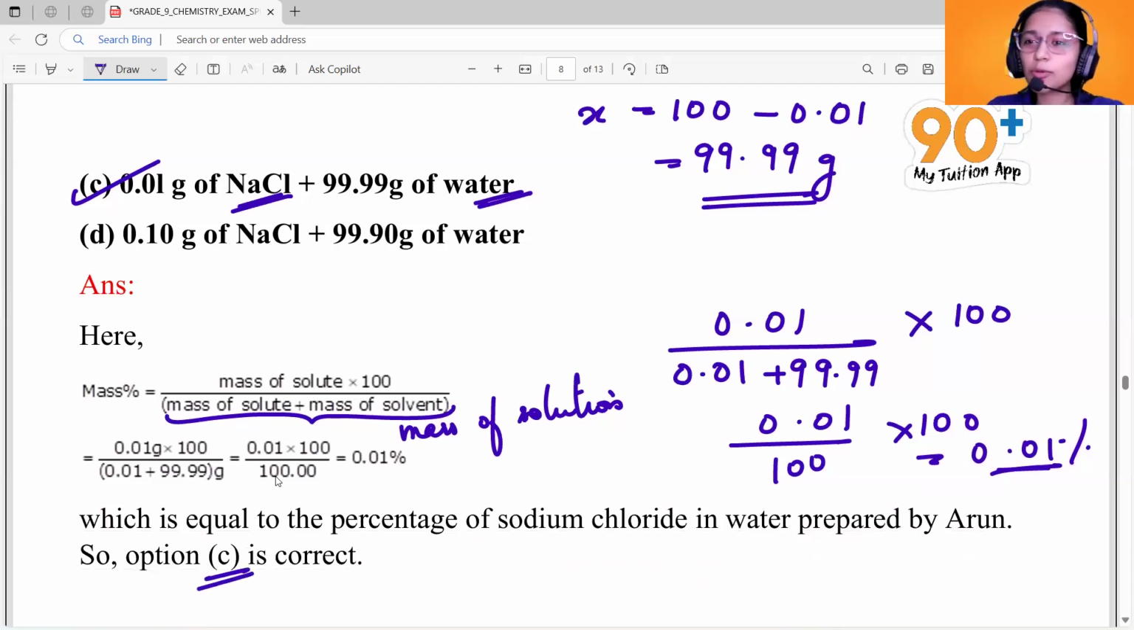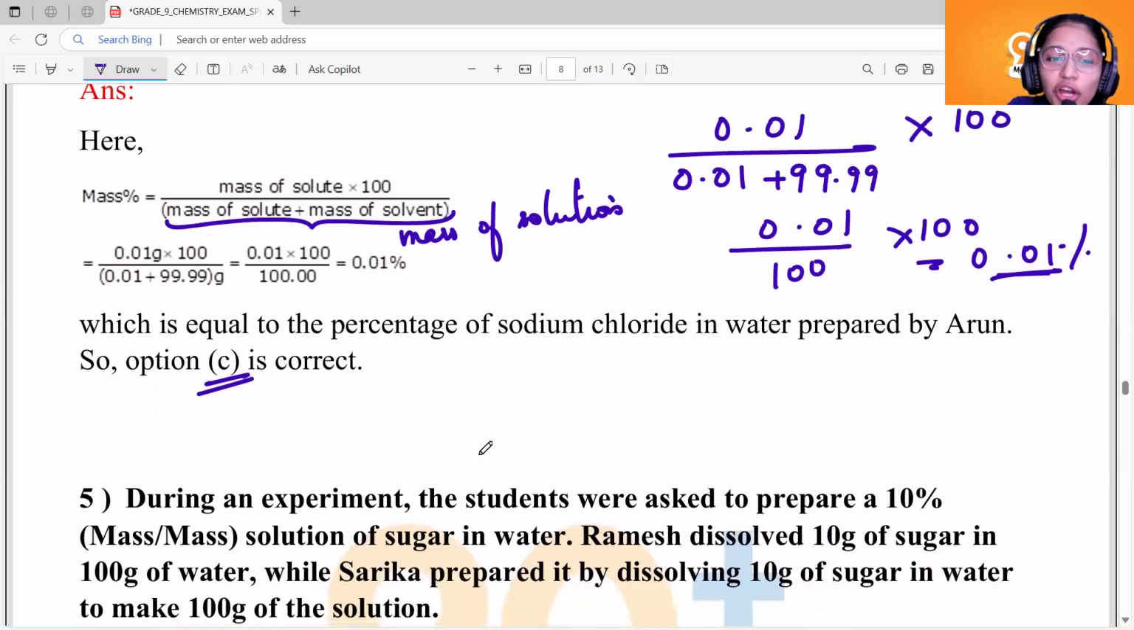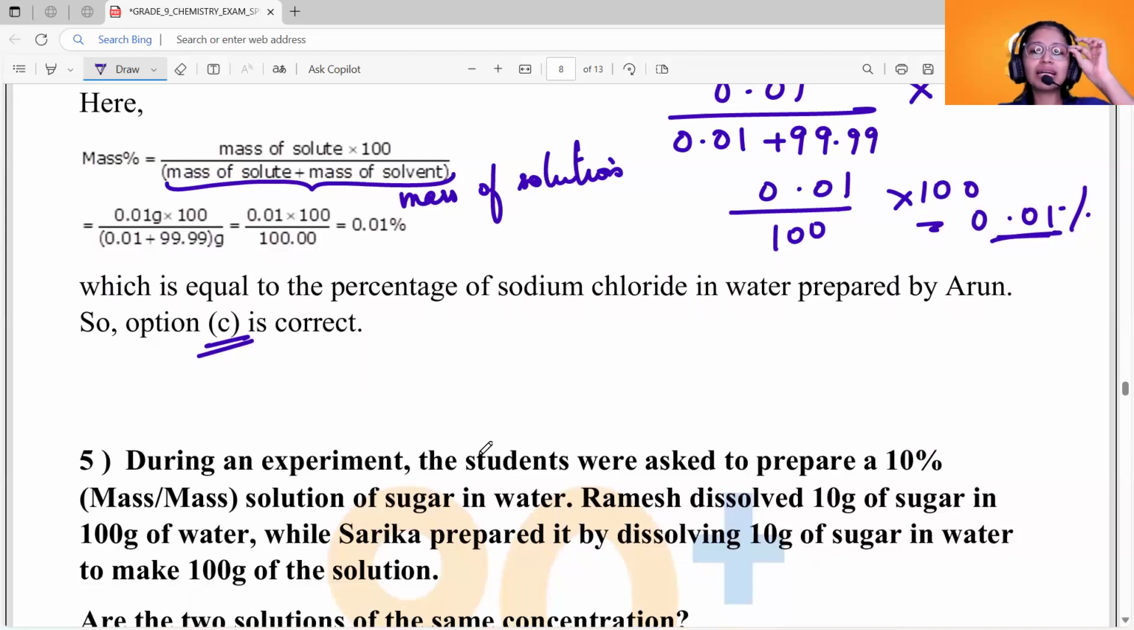Okay. So now you'll be able to approach questions of this sort with ease? Yes. Okay. So now, again, a similar type question. During an experiment, the students were asked to prepare a 10% mass by mass solution of sugar in water. Ramesh dissolved 10 grams of sugar in 100 grams of water, whereas Sarika prepared it by dissolving 10 grams of sugar in water to make 100 gram of solution. So what is the difference? Ramesh used 100 gram of water to dissolve 10 grams of sugar. Sarika dissolved 10 grams of sugar in water and the total added up to 100 gram of solution.